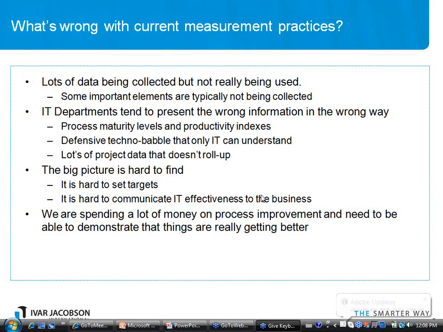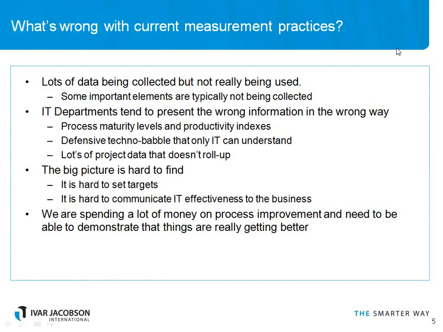What we tend to do as technologists is collect very detailed information and present it in a very technical way. We talk about things like process maturity levels, productivity indexes. I've even seen some stuff about agile maturity models so that we can show how agile we are. And the problem with this kind of approach is it doesn't provide anything that the business and the customers can relate to. The business doesn't really care how agile they are. They want to see the results. They want to be able to see targets, see improvements, and understand the benefits and the results being generated by IT.